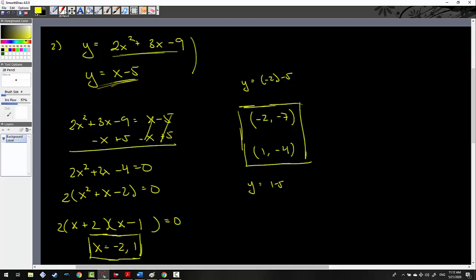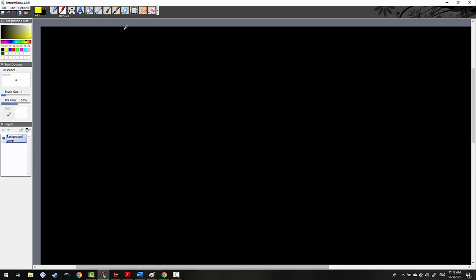Okay. So we've dealt with a couple of two intersection scenarios. Let's see about another one. In example 3 here, I'm going to say y equals x squared minus x minus 2. And then my other equation is going to be y equals x minus 6. So just like last time, I'm going to set them equal to each other. So x squared minus x minus 2 equals x minus 6.